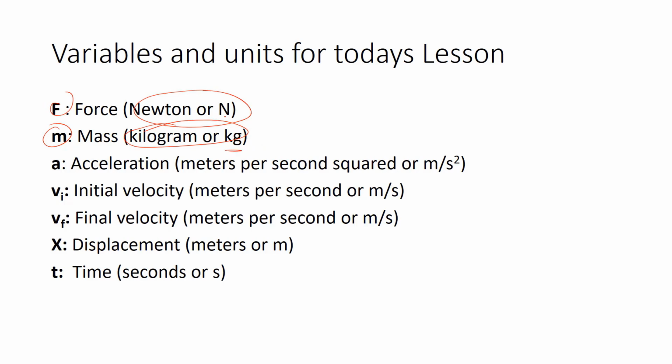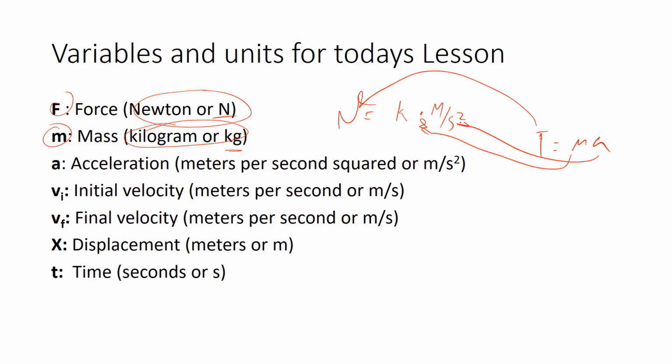We want to make sure that in order to have a Newton, that is actually equal to a kilogram times meters per second squared. We're going to see the F equals ma later on. Force is Newton, mass is kilogram, acceleration is meters per second squared. So in order to have a Newton, we need a kilogram times the meters per second squared. If you don't have those units, you need to make sure you convert to those units. And then everything else is just what we've covered before.